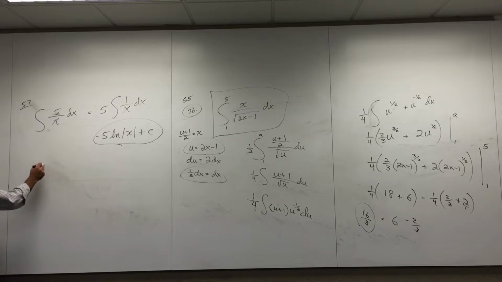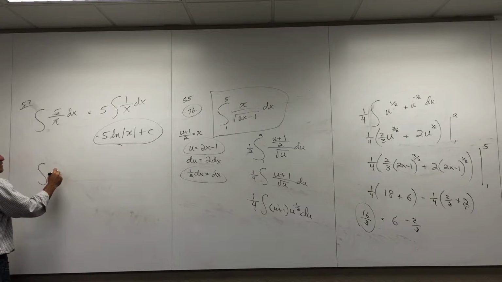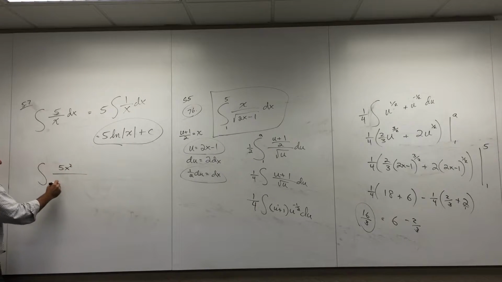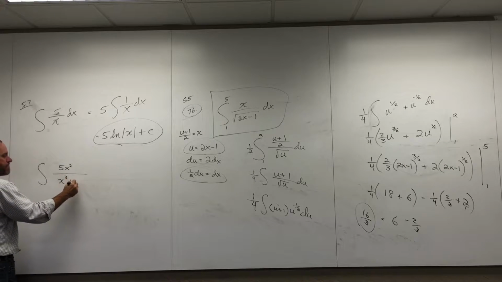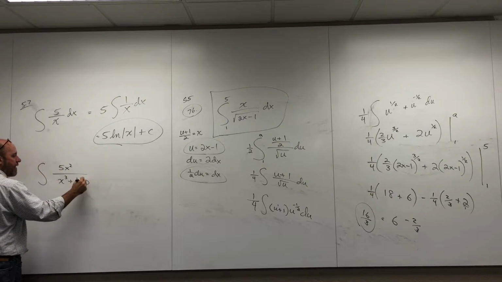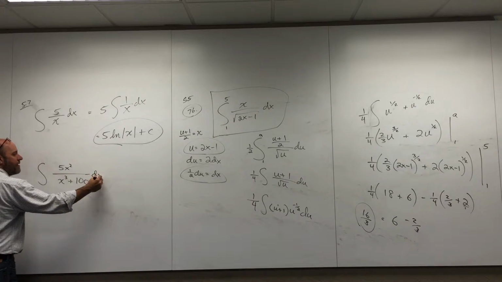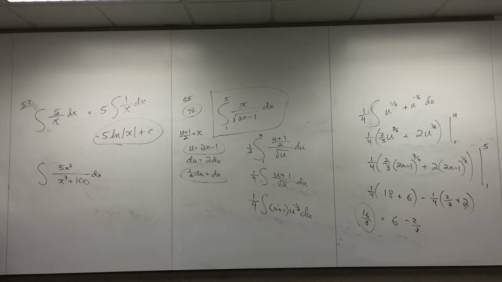All right, so I'd like to do a little tougher one. How about this? Can't make it much tougher, can I do that? Look, I don't even know how to make this tough. Watch. Pull the 5x squared. Anyway, I tried to make a tough one.